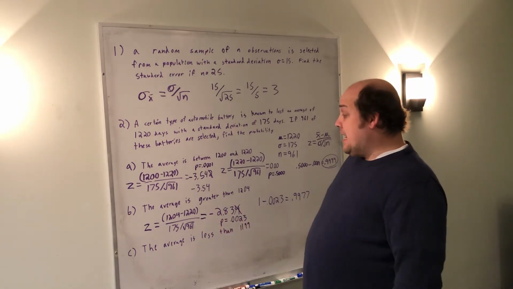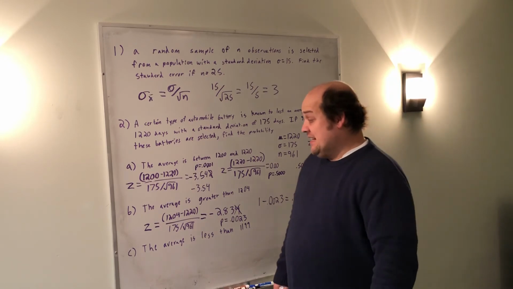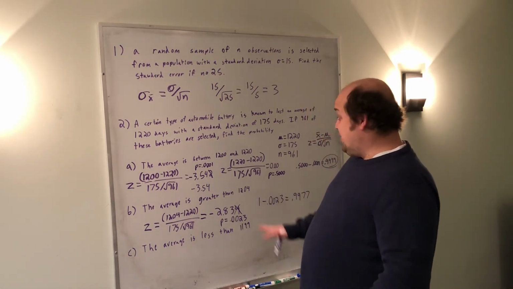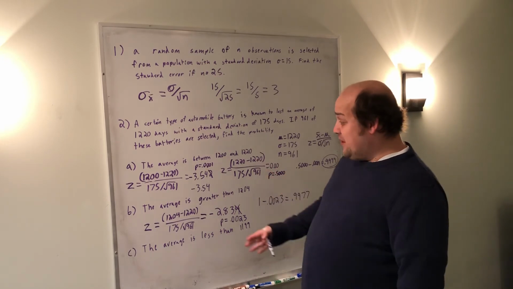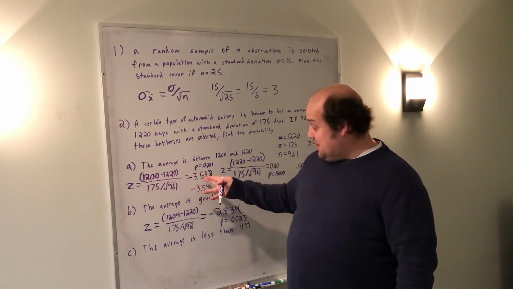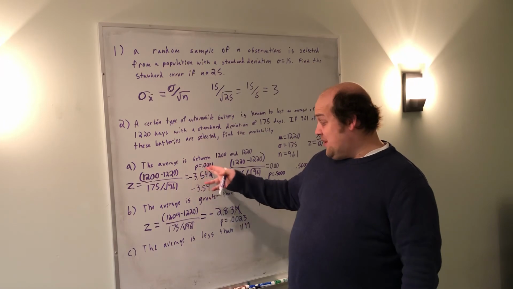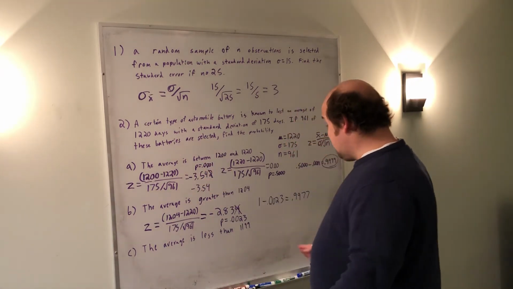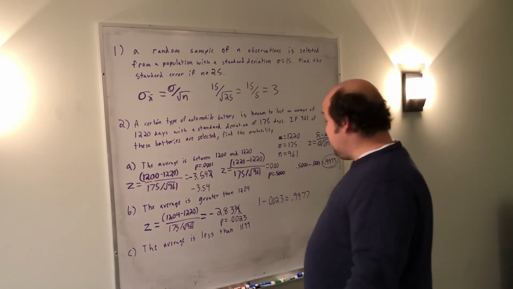The next one: the average is less than 1199. I didn't choose great numbers here, is the truth. I tried to make them up and make them work right, but really what's going to end up happening is it's going to be a little more negative than this, and I'm going to get a p of 0.0001. So I apologize that these numbers were a little further away from the mean than they should have been.